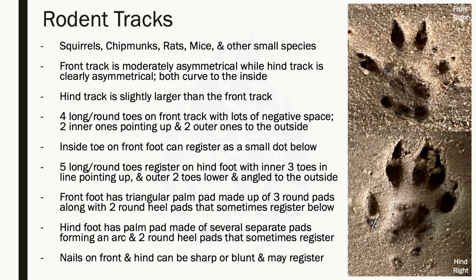Sometimes they won't be there, but when they do register, they can either be sharp or, in this case, more blunt. So if I look on the front track here, I'll see a fairly large nail on one of the inner toes and then a smaller claw mark on the outer toe. If I look down below, I can see some really large nail marks, okay? They're blunt, but they clearly stick out on this track. So again, they're not always there, but you want to look for them.